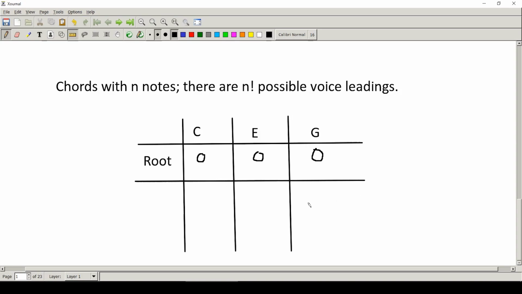On the other hand, if I go from root position to first inversion, what happens there is the root becomes the third. It doesn't move. C stays C. But E moves down by 1 to become E flat, and G moves up by 1 to become A flat.